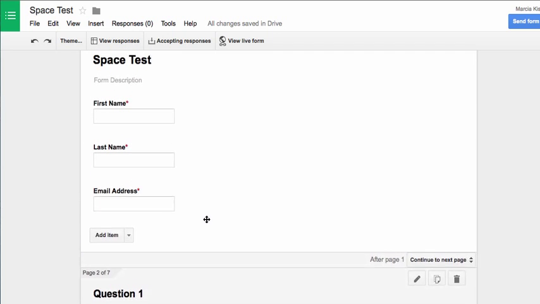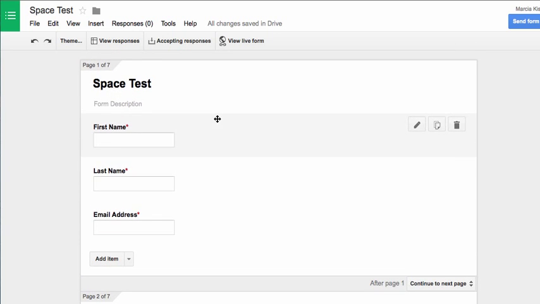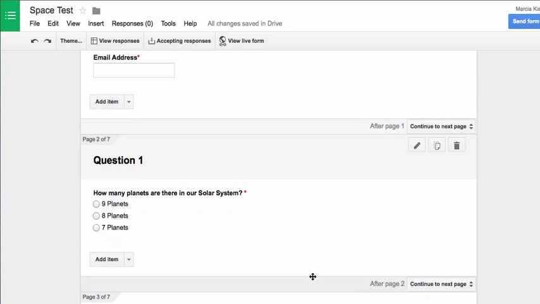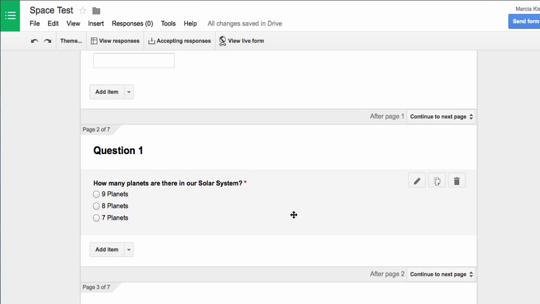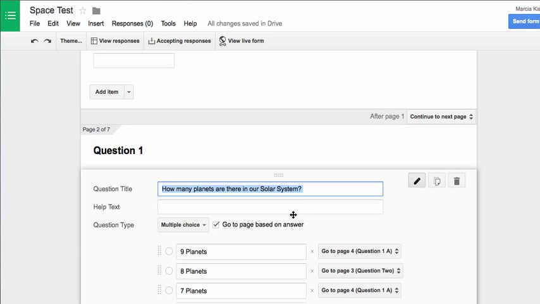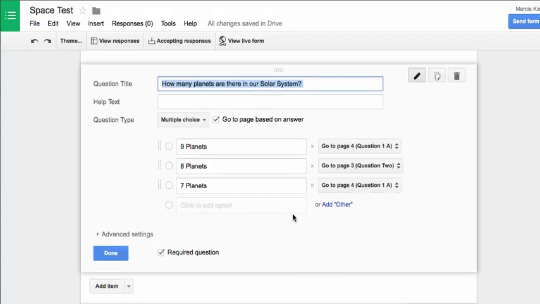So after they are done, you can see that this is page 1 of 7. So it says SPACE test. After they have hit submit, they will continue to the next page. Question 1 will pop up, and this is where it gets kind of interesting in how you could differentiate instruction. Question 1 says, how many planets are there in our solar system? Are there 9 planets, 8 planets, or 7 planets?